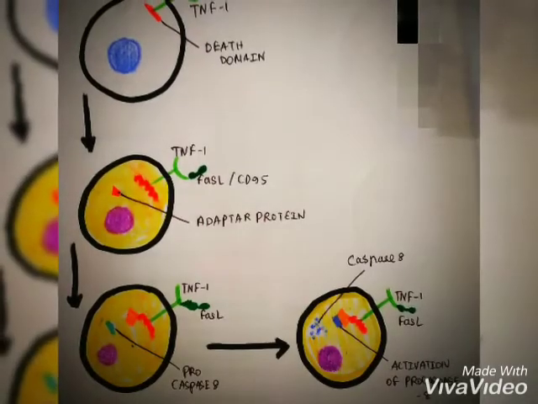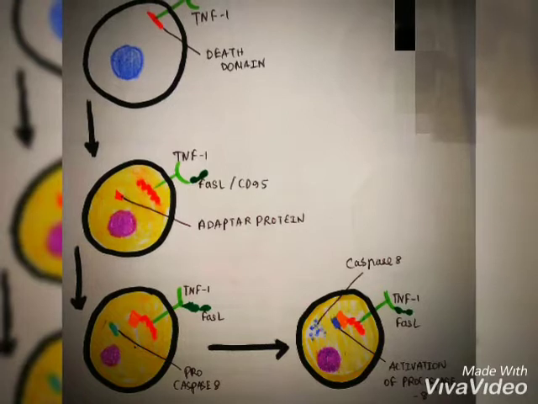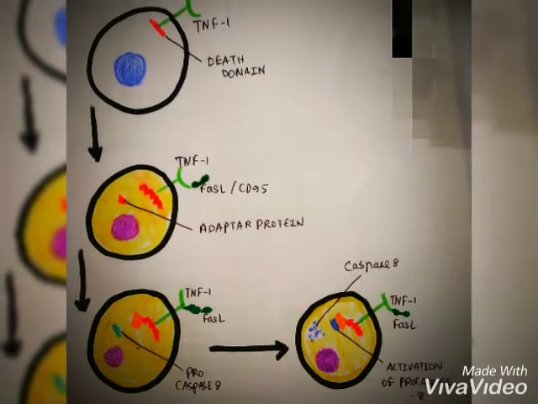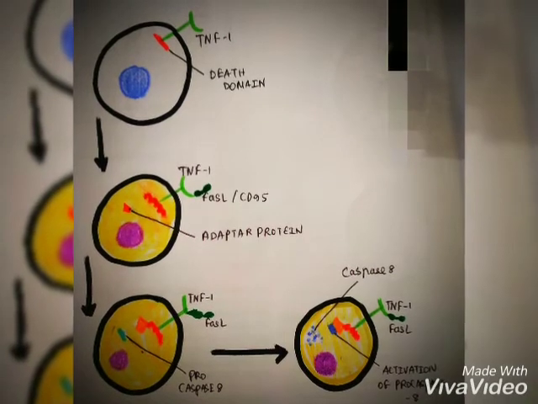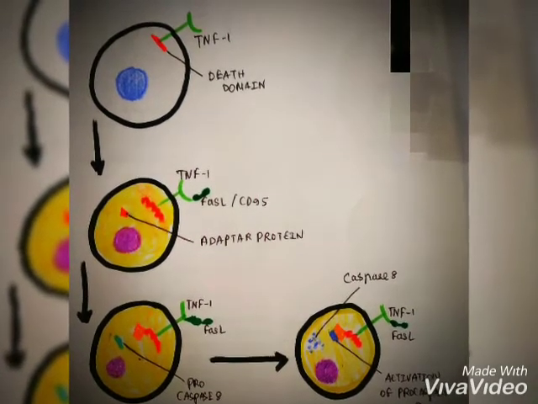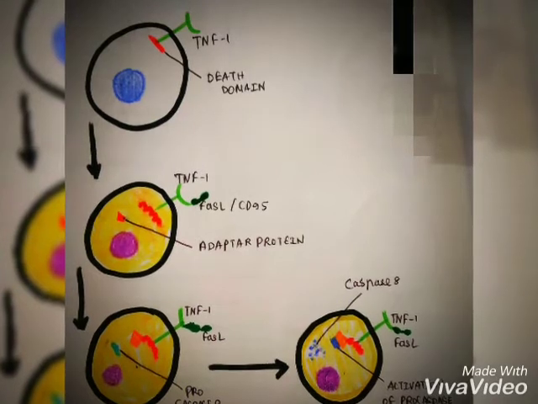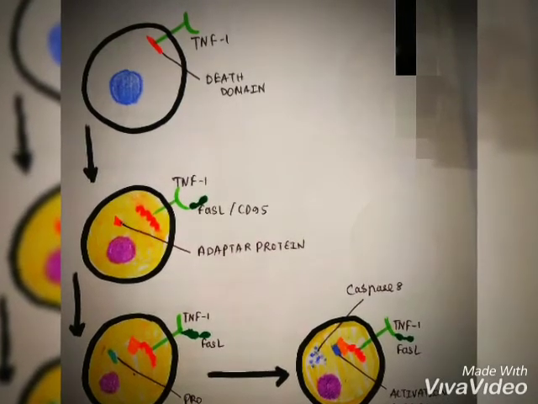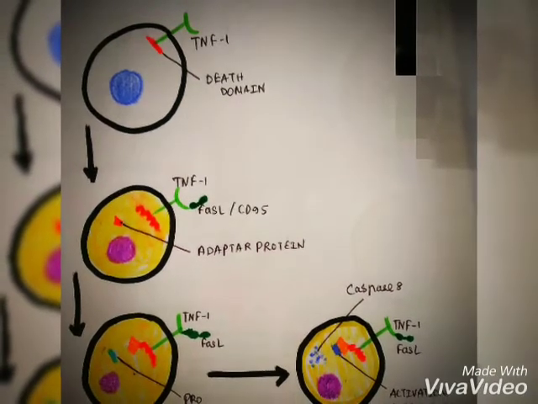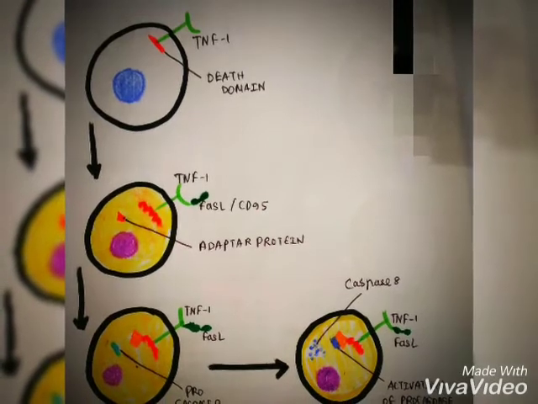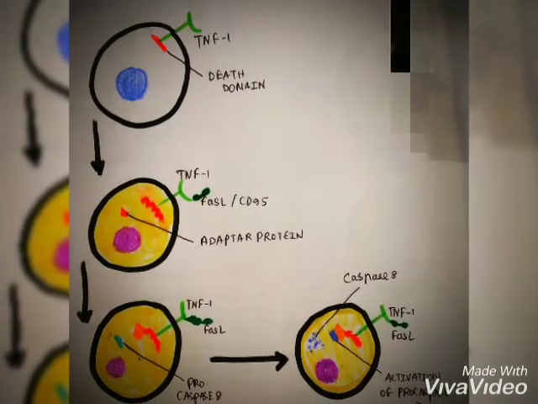We'll now see the extrinsic initiation phase. In the extrinsic initiation phase, every cell exhibits tumor necrosis factor receptor 1. This receptor has something called a death domain. When the death domain is activated by Fas ligand, it attaches to something called an adapter protein. When this adapter protein is activated, it activates caspase 8. Now this caspase 8 is ready to degrade the DNA. Thereby the initiation phase continues.